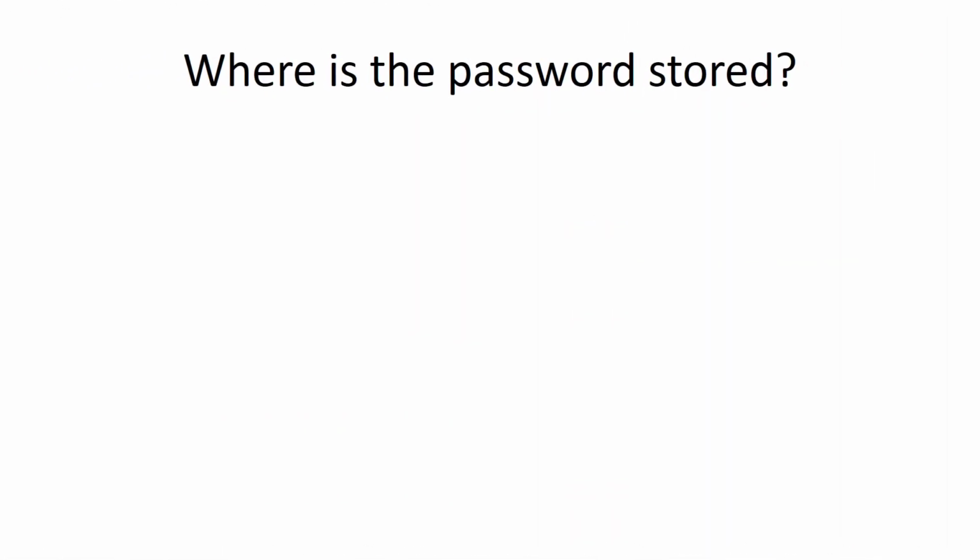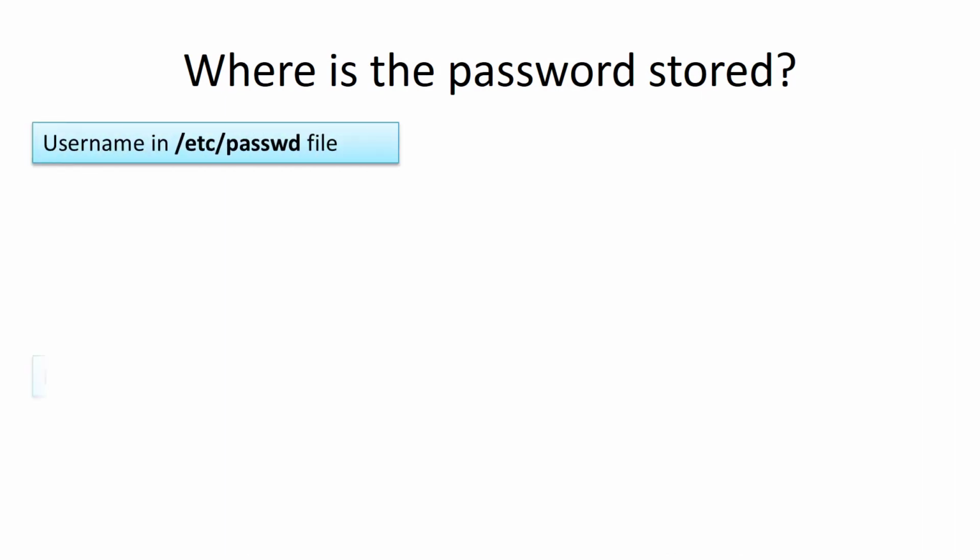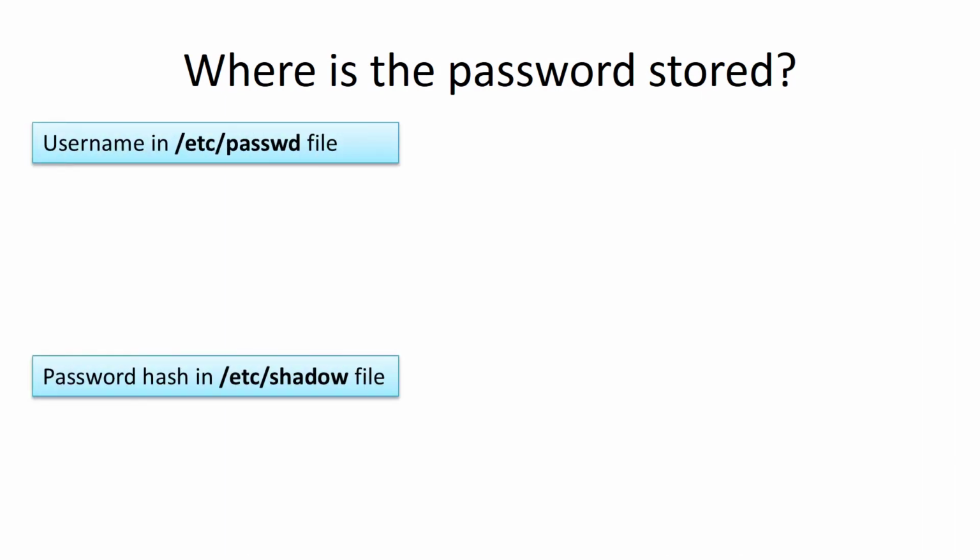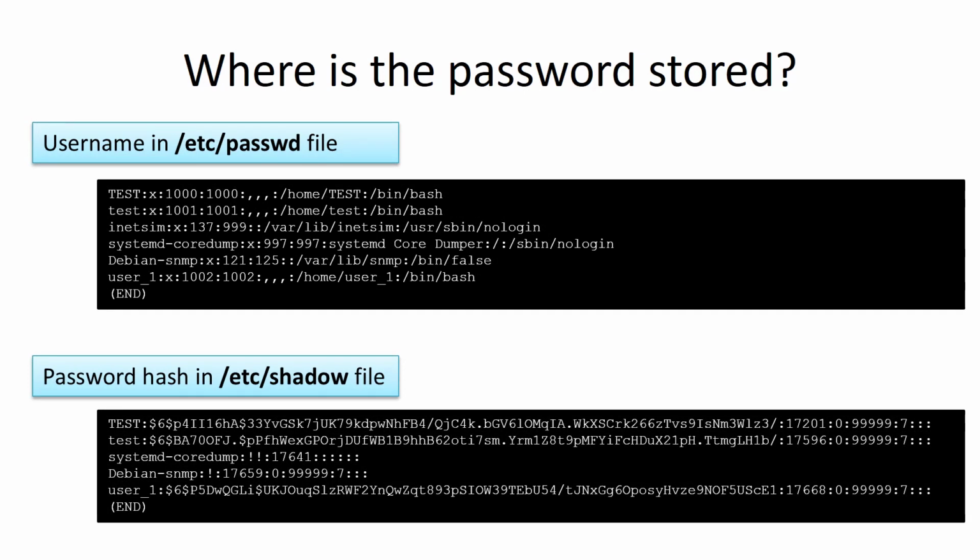Now let's see where the calculated hash and username are stored. And we are interested in two files. In the first file we can see the username and other information about this account. In the second file we have the username and password hash. The first file, passwd, is available for all users only in read-only mode. Only a root account is able to modify this file.